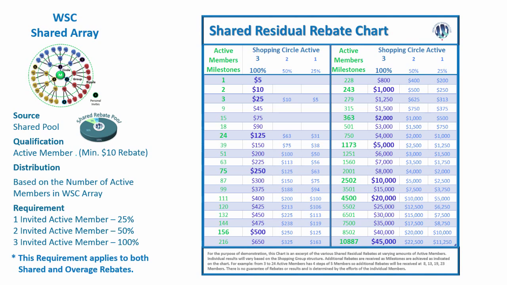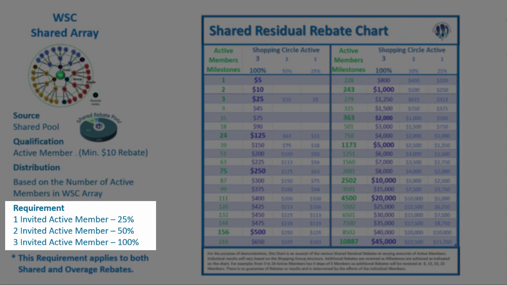Now the rebates one receives are listed in the blue columns that relate to the number of members in their shopping group that show up in the green columns. The additional requirements listed at the bottom left are also shown on the chart. If you only have 1 active member in your shopping circle, you'll only receive 25% of the rebates. 2 active members would be 50%, and you need to have all 3 active members in a shopping circle to receive 100% of the rebates you're eligible for the size of the group you have.